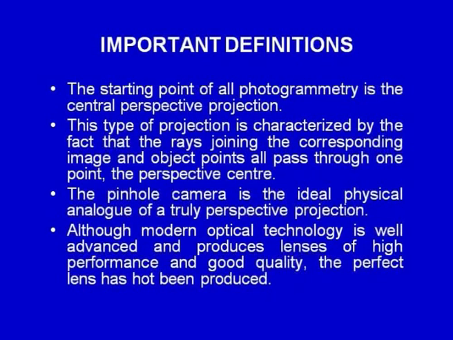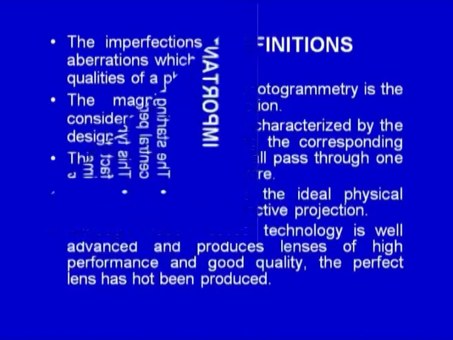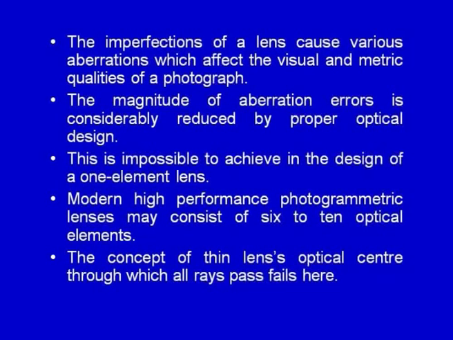Although modern optical technology is well advanced and produces lenses of high performance and good quality, the perfect lens has not yet been produced. The imperfections of a lens cause various aberrations, which affect the visual and metric qualities of a photograph. The magnitude of aberration errors is considerably reduced by proper optical design. This is impossible to achieve in the design of a single element lens. Modern high performance photogrammetric lenses may consist of 6 to 11 optical elements.